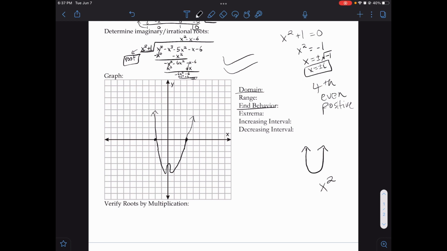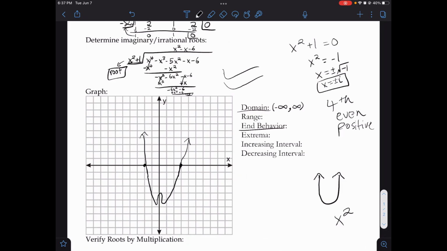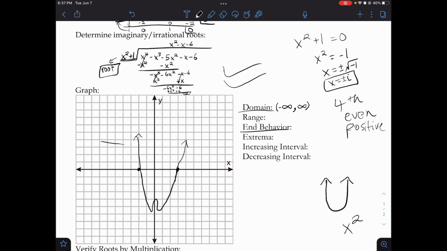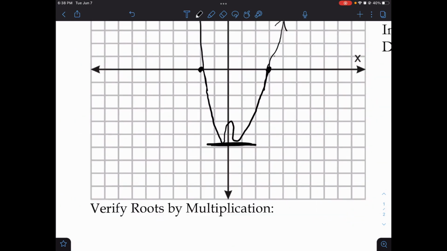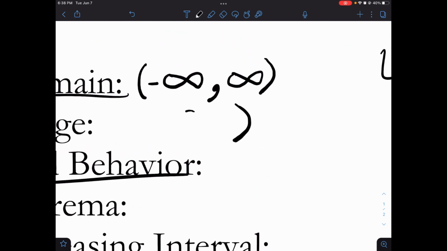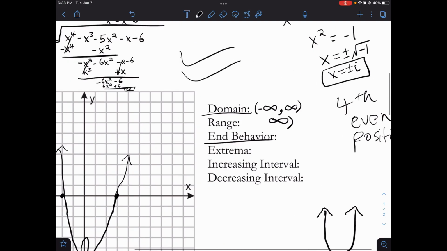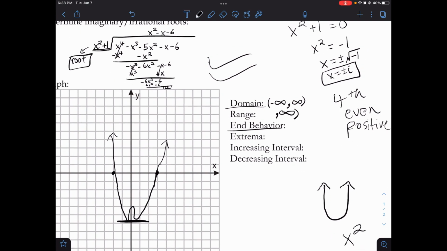So to do the domain, that's very easy. It's gonna be -infinity to +infinity, because the graph keeps going left forever, and to the right forever. So that's easy. Now the range, we actually don't know the lowest value, but we do know the highest value. So that's gonna be infinity, which is the highest value because it keeps going up, but we do not know the lowest value. The end behavior is the one thing that we can say for sure that we know.